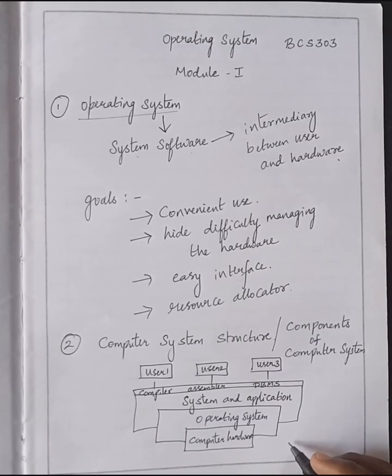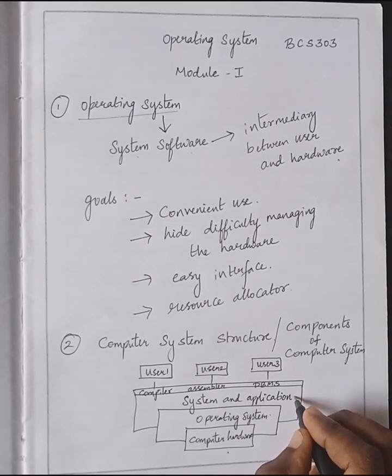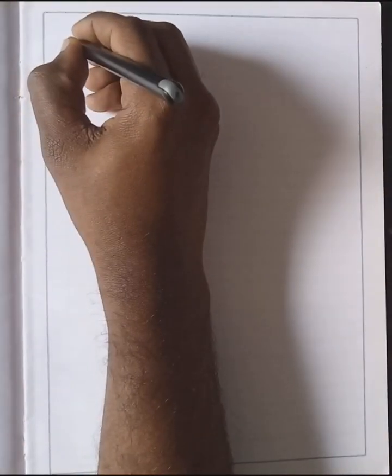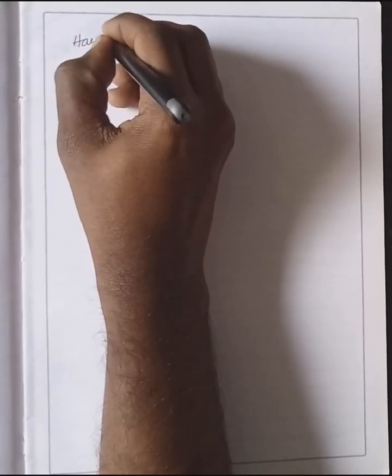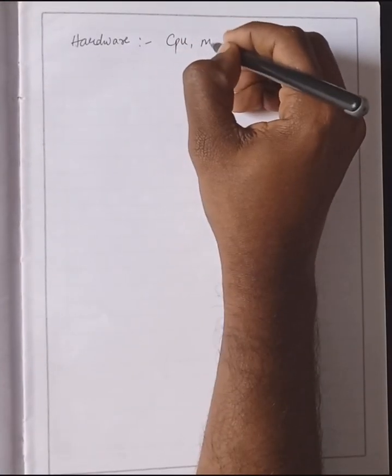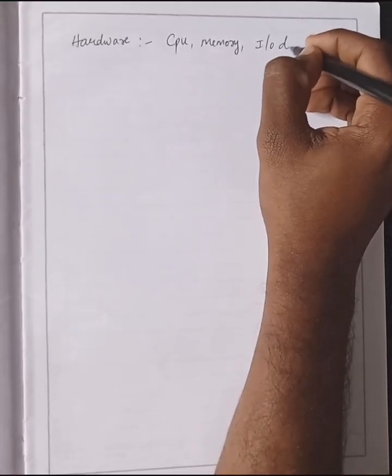After writing this diagram, we should explain four things. One is hardware, one is OS, one is application and system programs, and then users. First we want to tell what hardware is. We already know what hardware is. Hardware is nothing but the things which we can see with our physical eyes. For example, it can be a CPU, memory, or input output devices. All this comes under hardware.